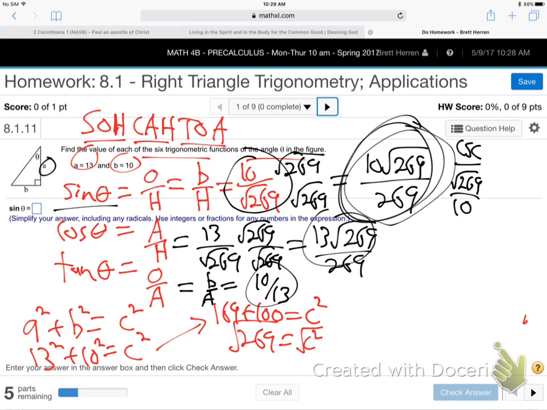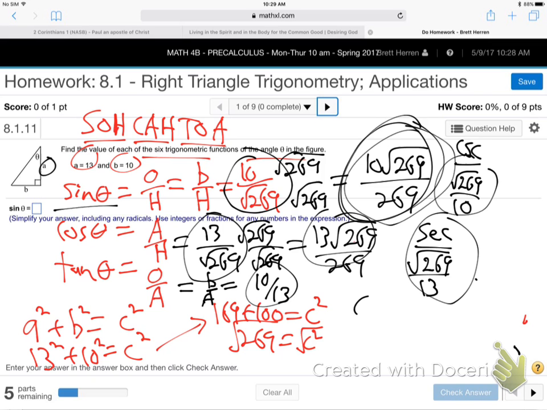And then cosine flipped upside down is secant. Again, I'm going to just flip this one upside down so I don't have to mess with the root stuff on the bottom. Root 269 over 13. And cotangent, flip the tangent upside down, 13/10. There we go. We got the 6 trig functions for theta in a triangle, and you already knew that before you even registered for this class. So you could have done that problem probably.